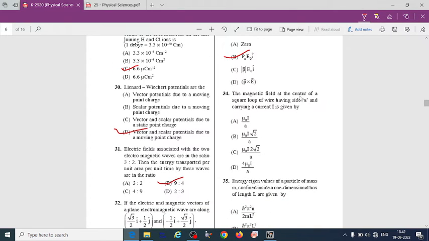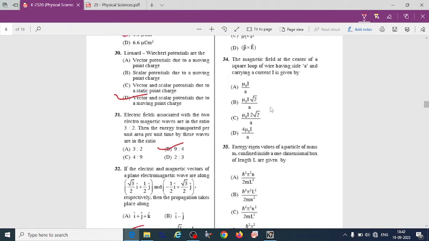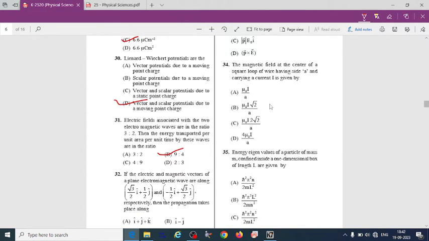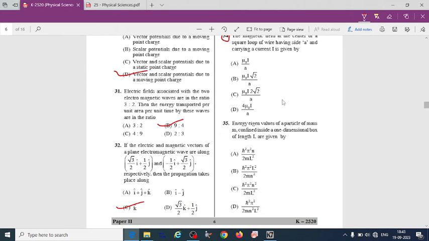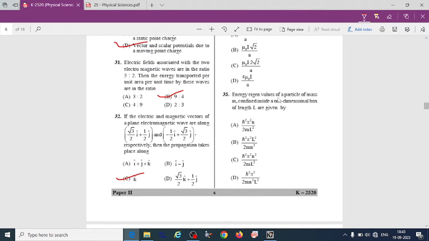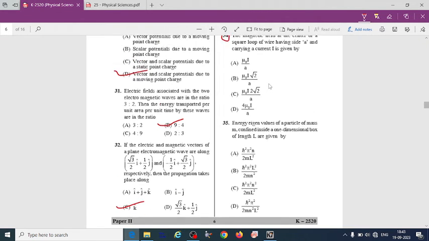The magnetic field at the center of a square loop of wire having side a and carrying current I is given by... here none of the options are correct, so you can leave that, or you will get the grace mark. You should not leave any of the questions, just mark one, and you will get the grace mark for this.